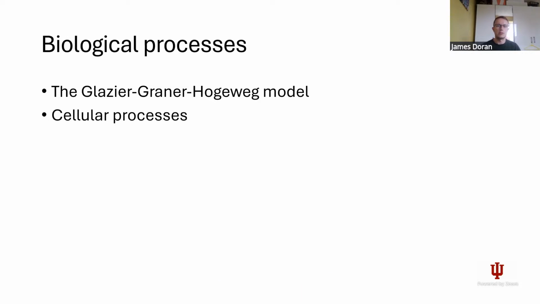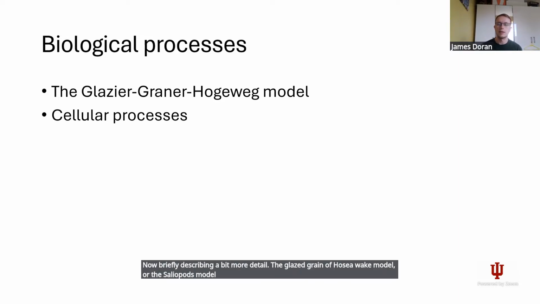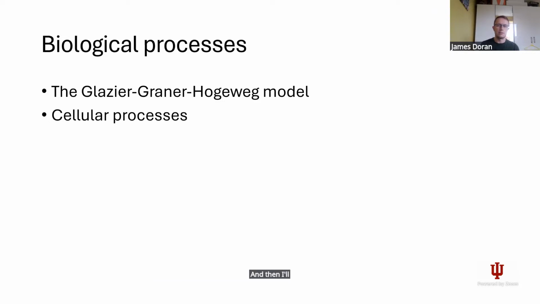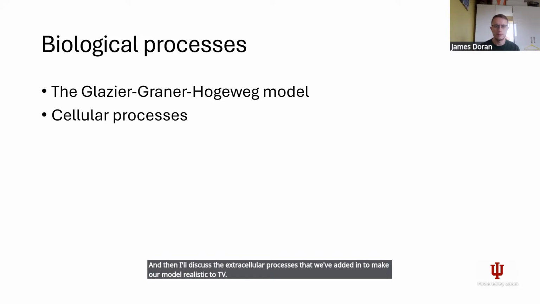I'll now briefly describe in a bit more detail the Glazier-Graner-Hogeweg model, or the cellular Potts model to give it its other name, how that works. And then I'll discuss the extracellular processes that we've added in to make our model realistic to TB.